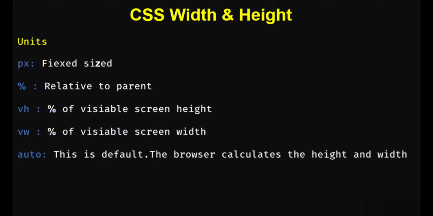CSS Width and Height. Units. Pixel, fixed size. Percent, relative to parent. VH, percent of visible screen height. VW, percent of visible screen width. Auto, this is the default. The browser calculates the height and width.